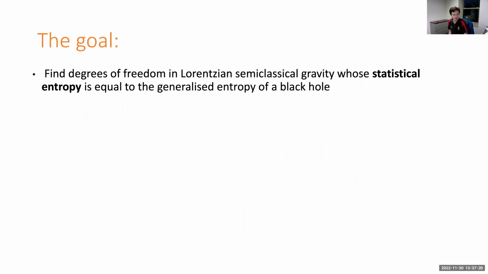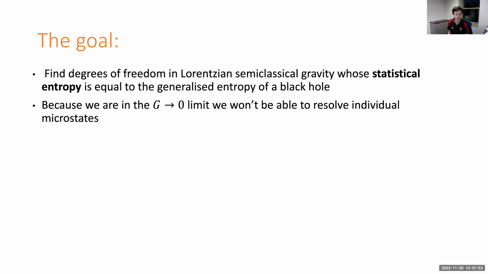Okay, the goal of today's talk is to explain to you a way to find some degrees of freedom in just Lorentzian semi-classical gravity, so essentially the same theory Hawking was considering, whose statistical entropy is in fact equal to the generalized entropy of the black hole. So it's sort of souping up Hawking's derivation to really find it as a statistical entropy and not just as a classical thermodynamic entropy. Of course, just like in Hawking's derivation, we're still going to be in the G goes to 0 limit of gravity here.